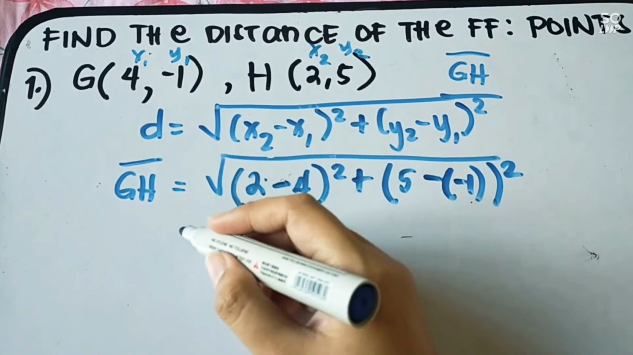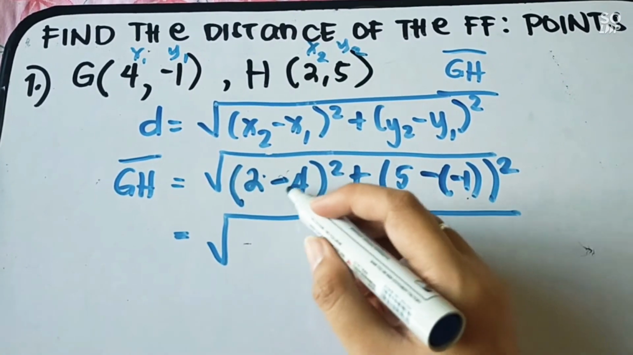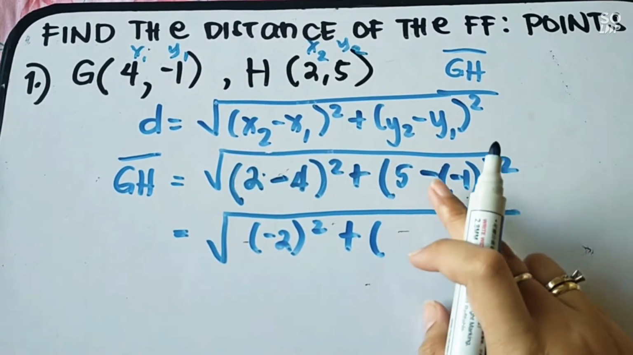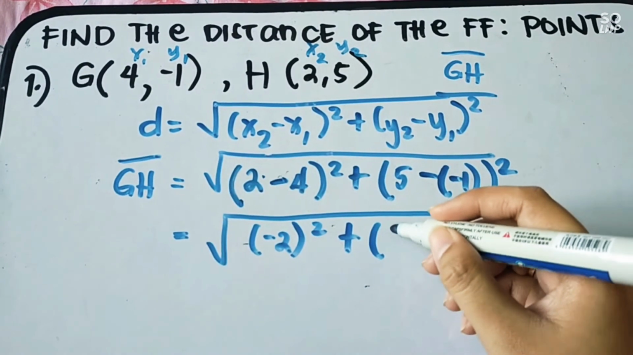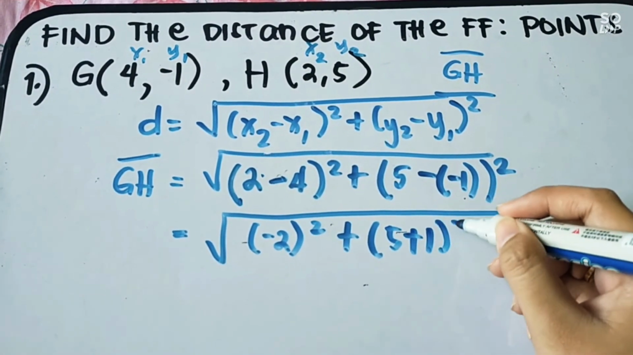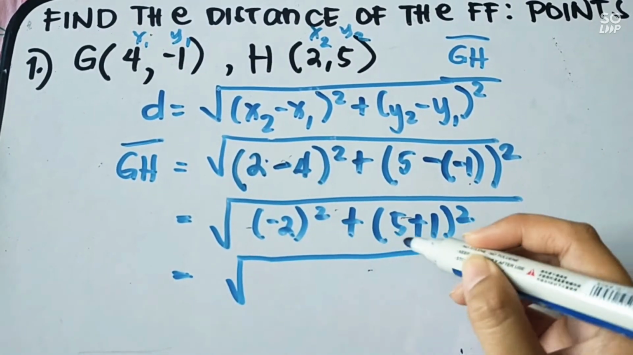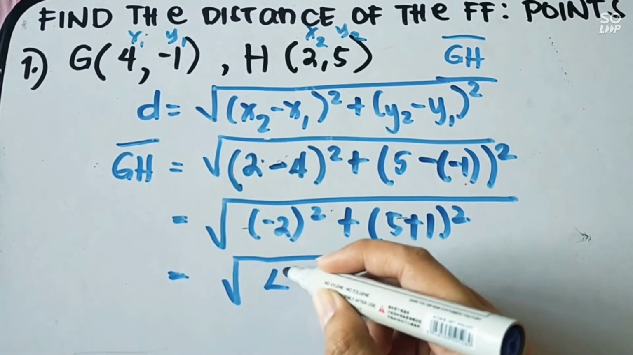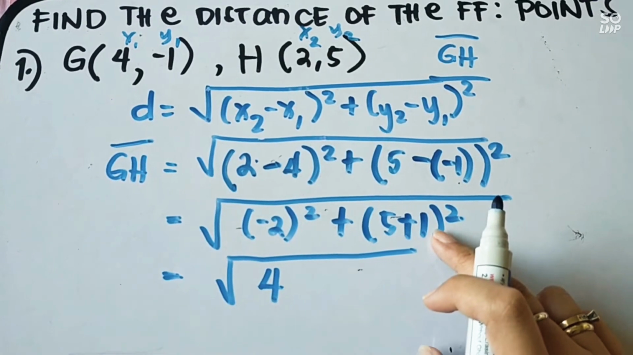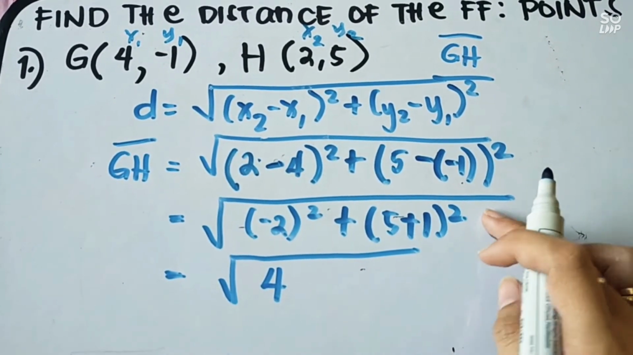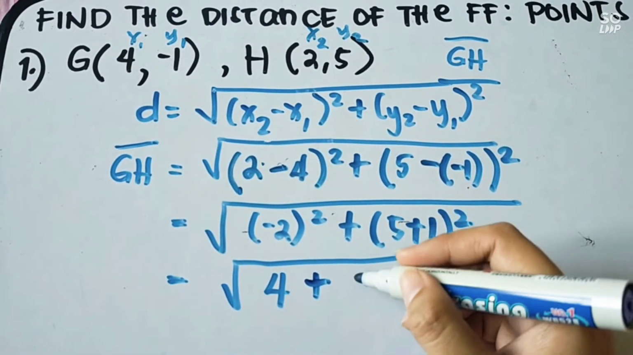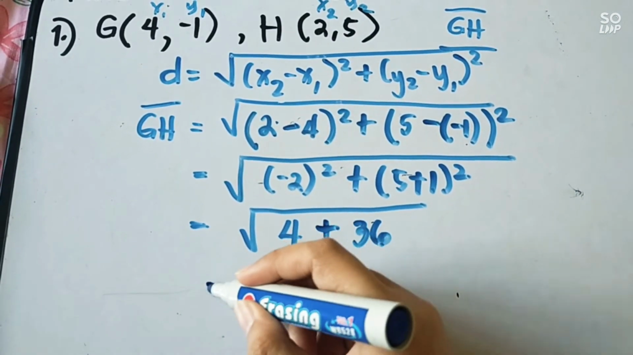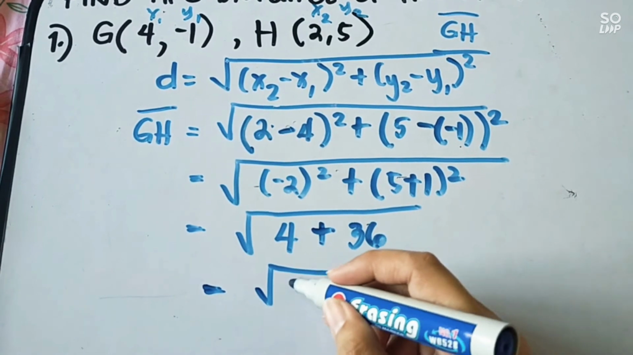Then squared. Then we have here the square root of 2 minus 4, we have negative 2 squared plus. Then this one, negative times negative becomes positive. So it becomes 5 plus 1, then squared. Then simplify. So this one is negative 2 squared, meaning negative 2 times negative 2, we have positive 4. Then this one is 5 plus 1, the answer here is 6. Then 6 squared, meaning 6 times 6, we have 36. Then just add. We have 4 plus 36, we have the square root of 40.